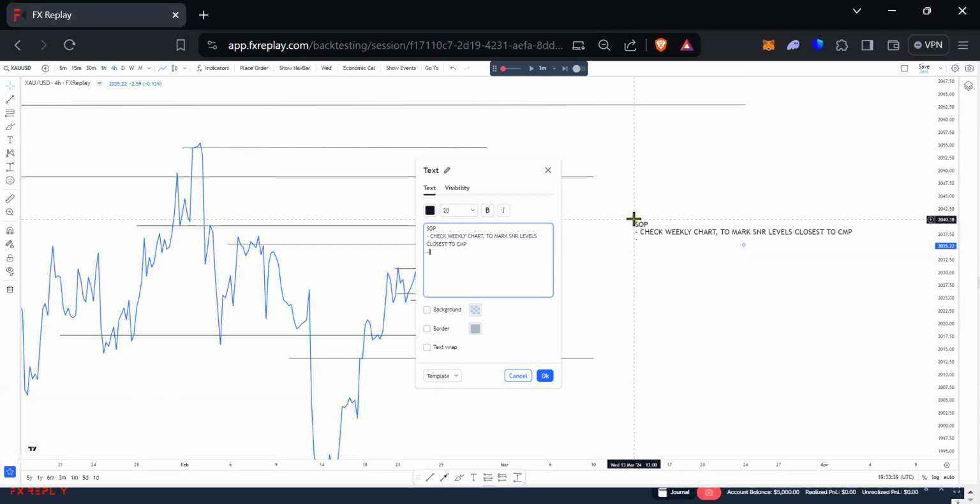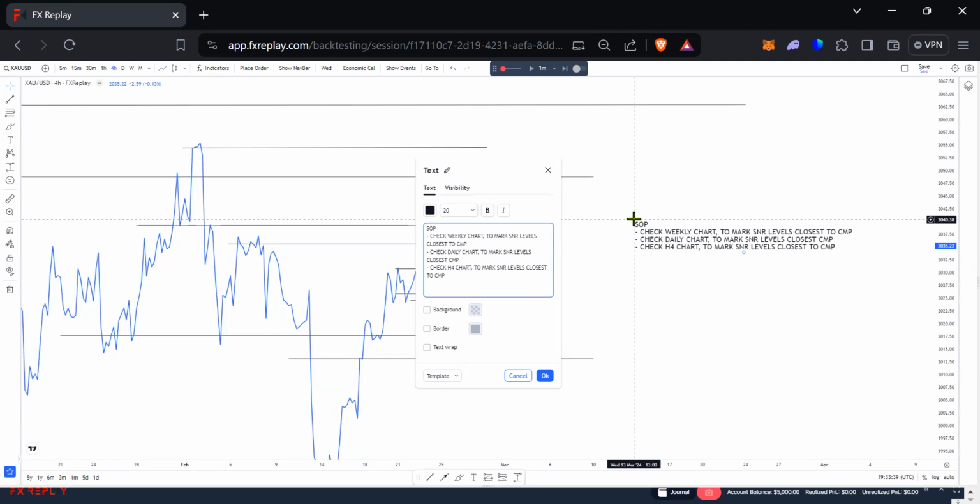So the next thing is to check the daily chart, right? Why do you want to check the daily chart? To do the same thing, to mark SNR levels closest to current market price. All right. The next thing is to check the H4 chart, right? So what do you want to do? Mark SNR levels closest to current market price.